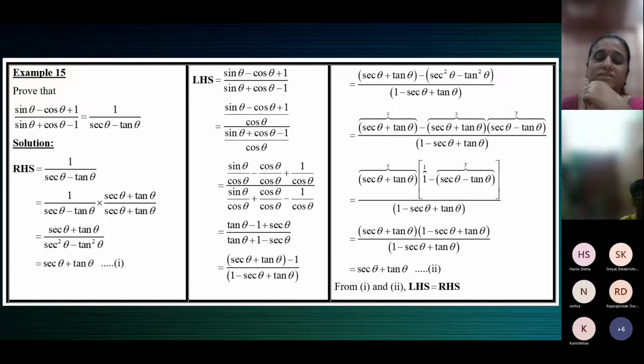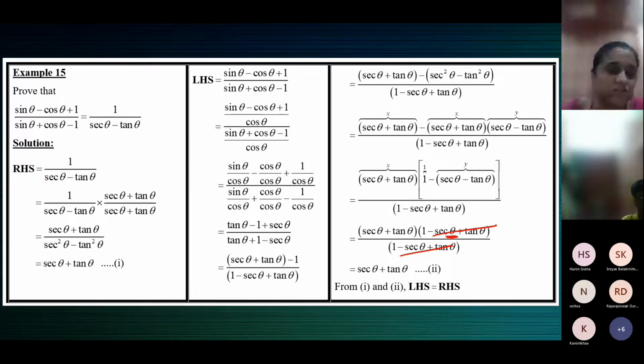So secant theta plus tan theta is common, and this is what you get in the bracket, with the denominator as it is. Next step, the secant theta plus tan theta, and here you get 1 minus secant theta plus tan theta. When you remove the bracket, minus secant theta plus tan theta. Now you see that this gets cancelled. You have the same expression in the denominator, and it gets cancelled. So we get secant theta plus tan theta.